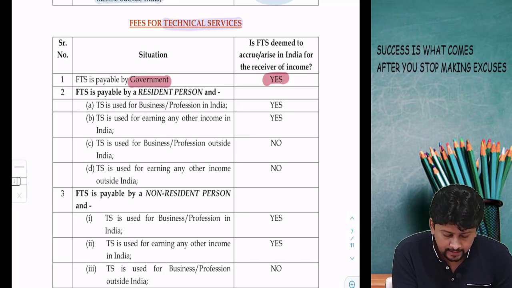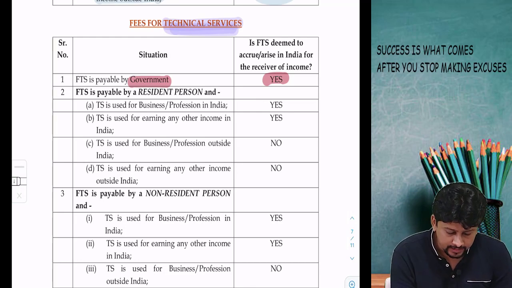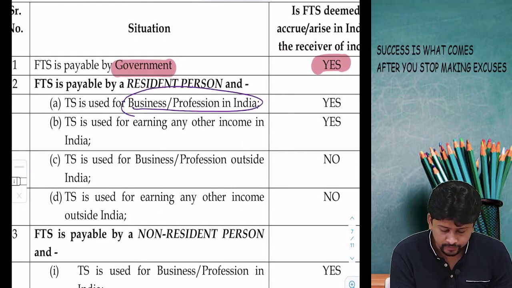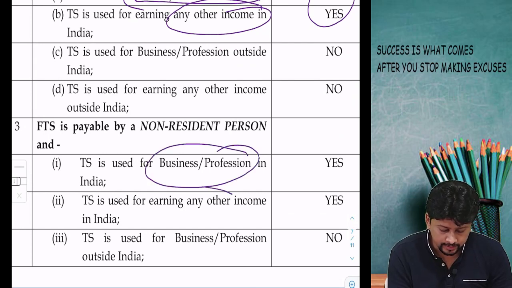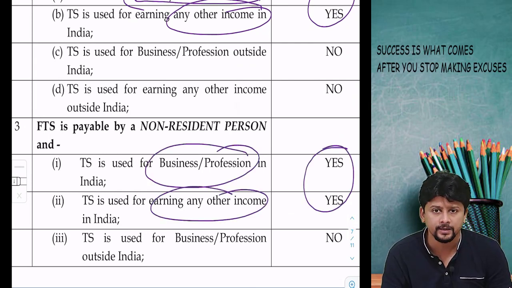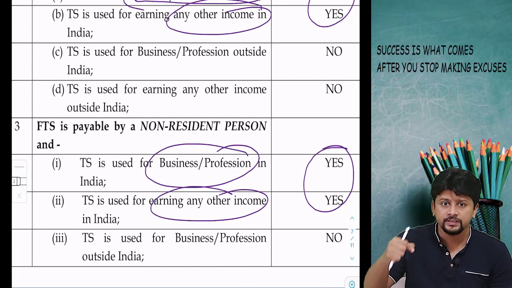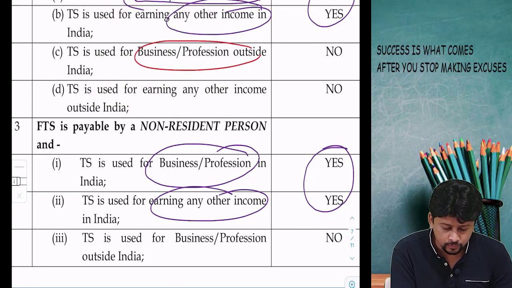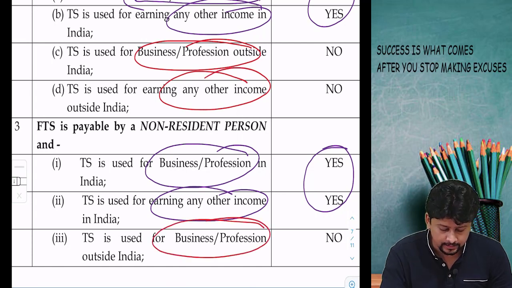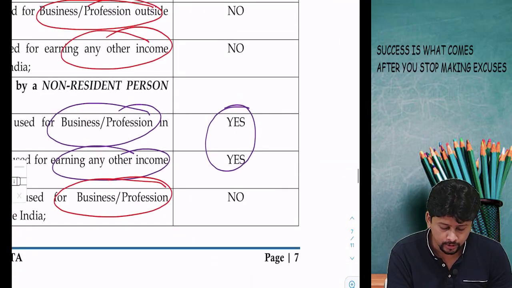The receiver is providing technical services and in return he is being paid fees. If this technical service is used for business profession in India, any other income in India, section 9 applies. This is the same case for non-residents also. Non-resident pays or resident pays, but if the services are used in India, section 9 is applicable. If the services are used for business profession outside India, any other income outside India, then section 9 will not be applicable.